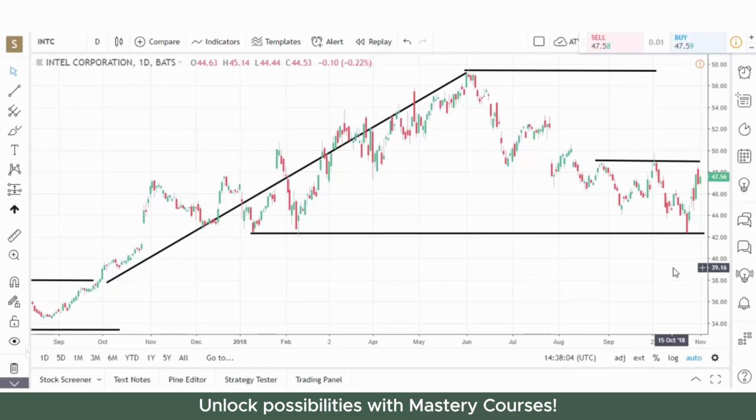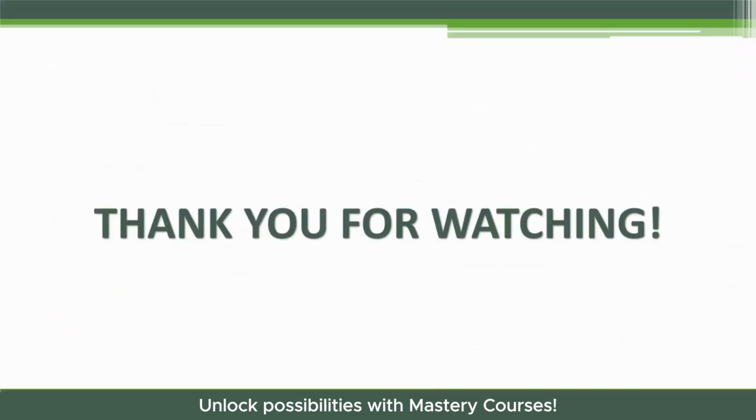In this video, we talked about resistance and support levels that we could draw horizontally. And those work well when a stock is not moving in an uptrend or downtrend, but in a consolidation range. In our next video, we'll talk about an exponential moving average, which is a way to draw a support and resistance level when a stock is trending either up or down.